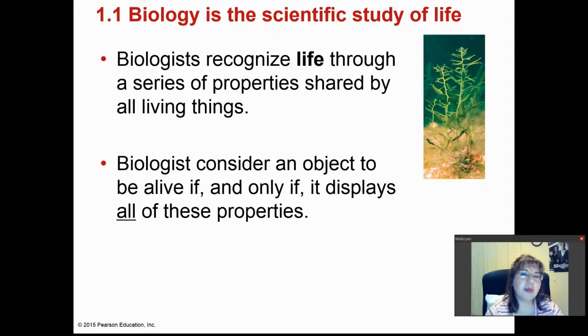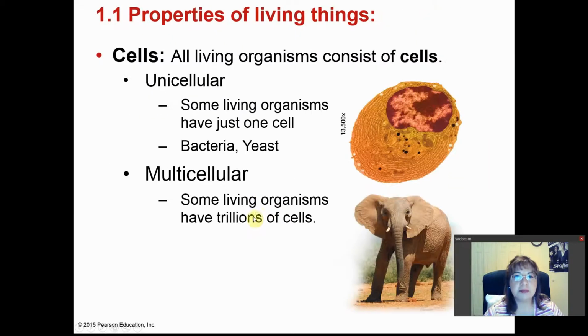Now let's get started. First of all, what is biology? Well, you might already know that biology is the scientific study of life or of living things. In order for something to be alive, we actually have a list of properties that you have to satisfy in order to be considered alive. So biologists have come up with this list, and they consider something to be a living thing only if it displays all of the following properties that we'll talk about.